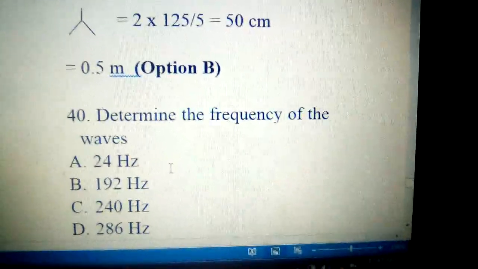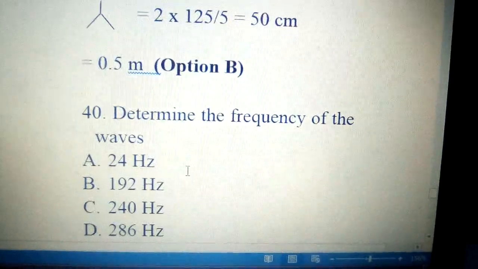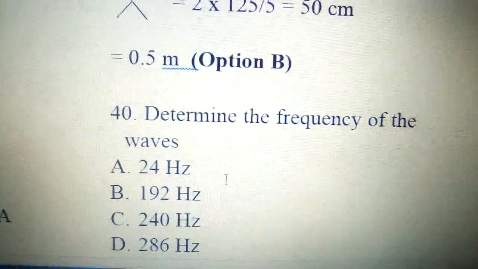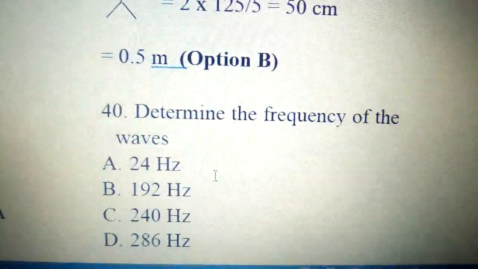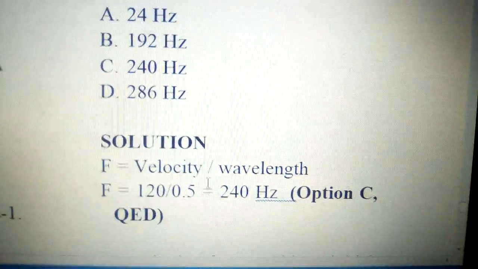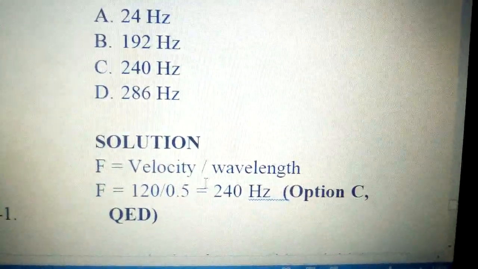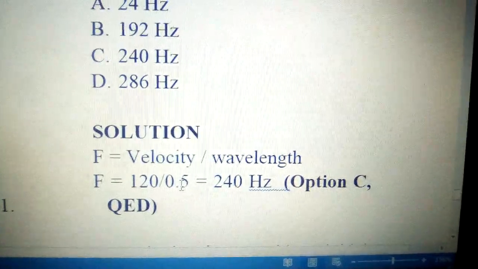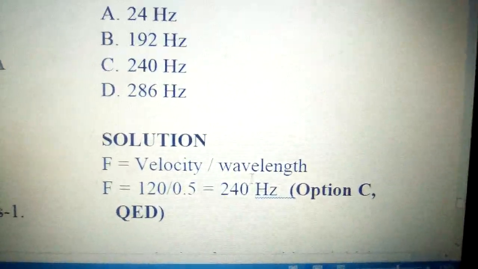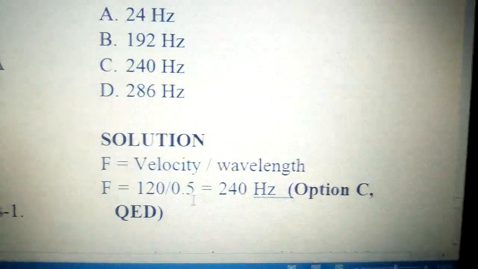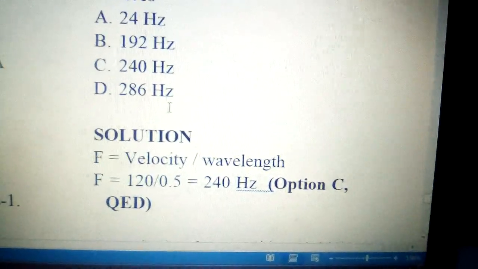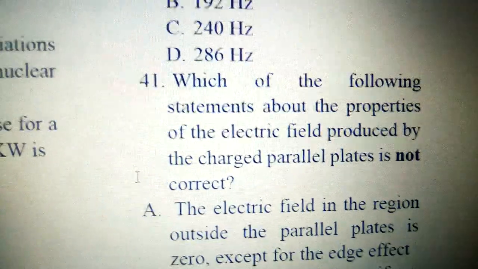Number 40, with respect to the same question and the same diagram, determine the frequency of the wave. A 24 Hz, B 192 Hz, C 240 Hz, and D 286 Hz. The answer to number 40 is C, 240 Hz. How is it 240? Frequency equals velocity over wavelength. The velocity of the wave is given in the question as 120 meters per second, and the wavelength we obtained from question 39 is 0.5. So divide 120 by 0.5, you have 240 Hz. Option C is the answer.